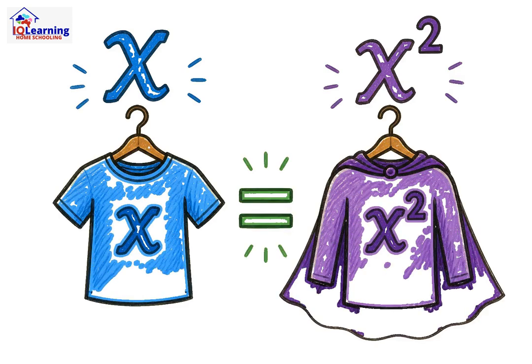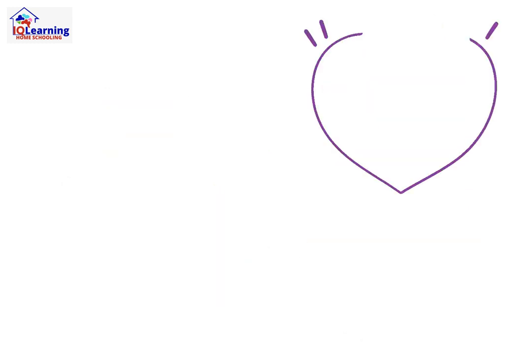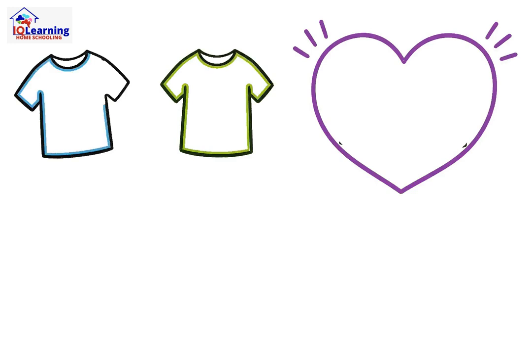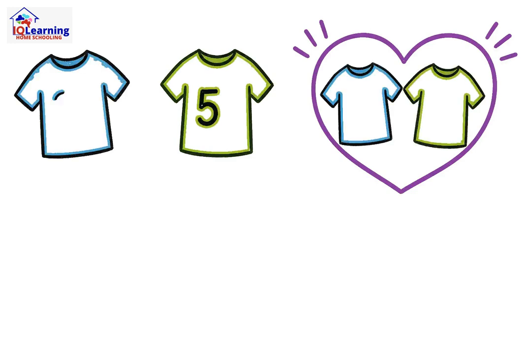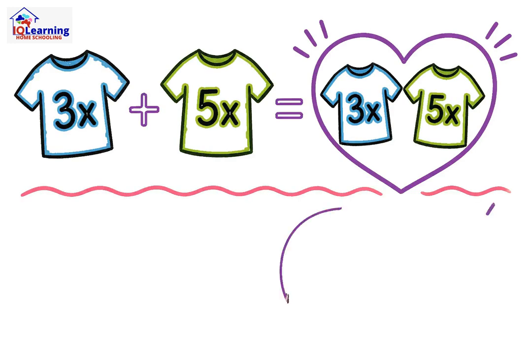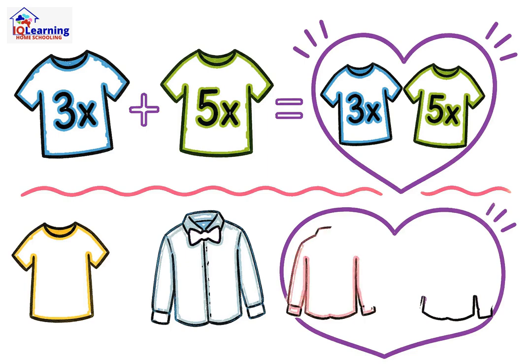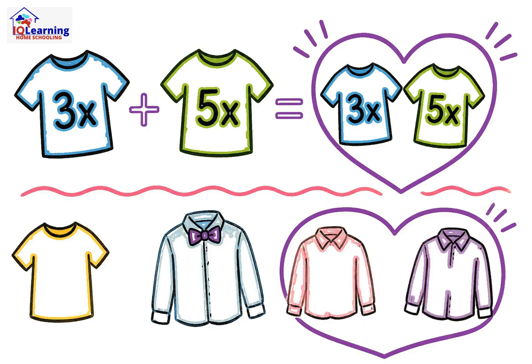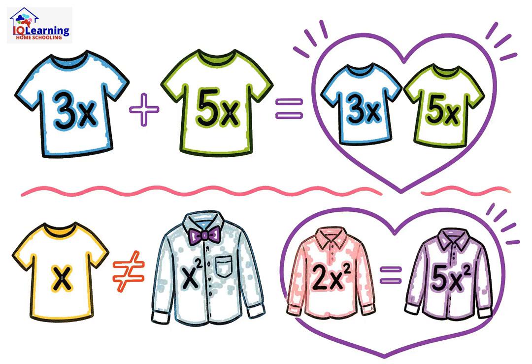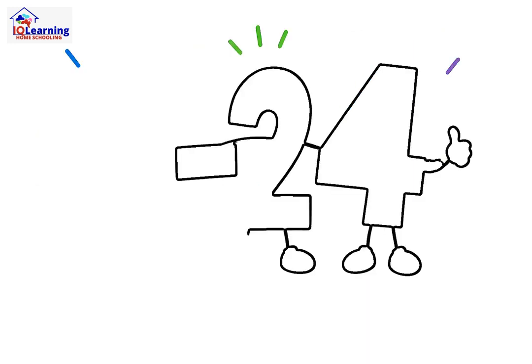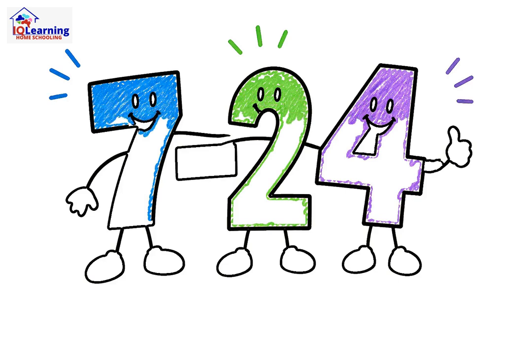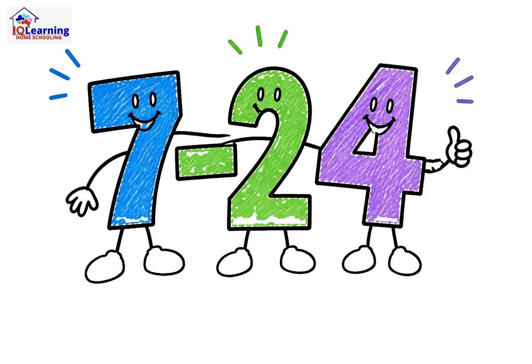The letter and its power must be identical. For example, 3x and 5x are like terms. They're both wearing the x costume. 2x squared and 5x squared are also a match. But x and x squared are not like terms. Think of it as a t-shirt versus a fancy dress shirt, similar but not the same costume. And standalone numbers like 7 or -2 are always like terms with each other.